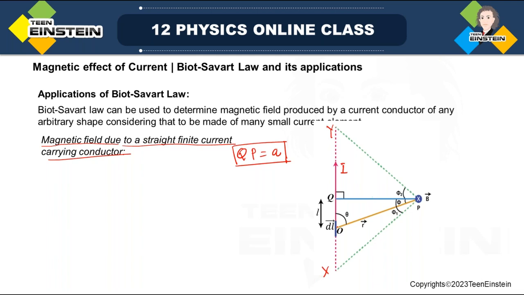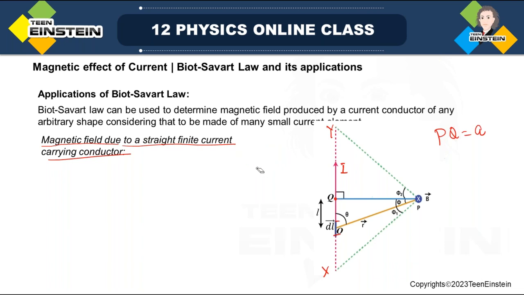And to apply the Biot-Savart law, let us consider a current element IDL, or DL, you can say. So this is the current element, which is L distance away from the point here. What is this PQ, or QP, whatever you say? This is the perpendicular distance from the conductor to this point P. Now, since I have considered this current element, I have to take the position vector of the point P from this current element, and that is OP. So this PQ is equal to A.